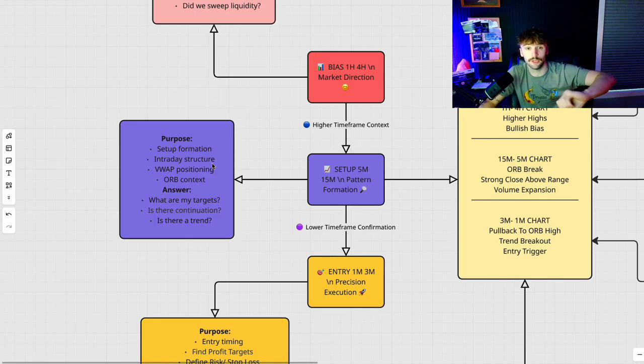Continuation through your PM lows on your way to yesterday's lows and London lows, etc. Or say we break those London lows. Is there continuation? Do we break down and retest those London lows and then shove down farther? Is there continuation? Now we're also going to establish the trend.